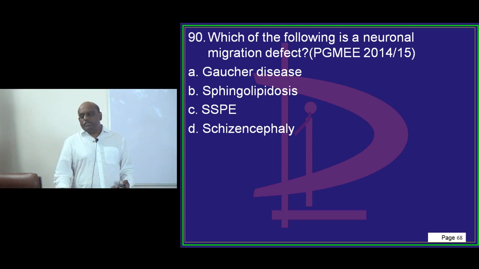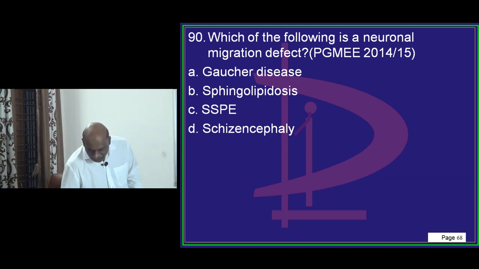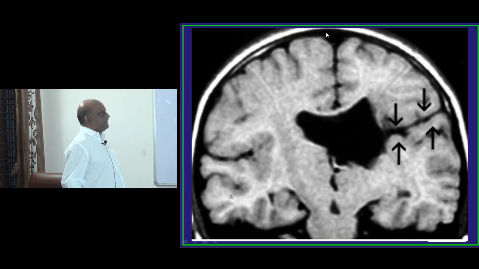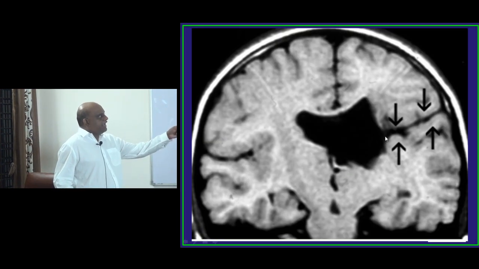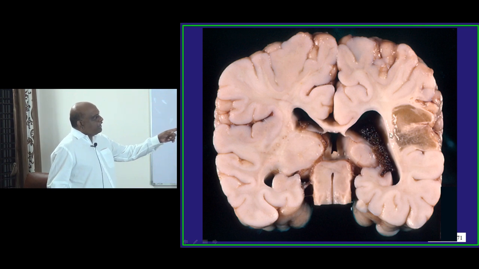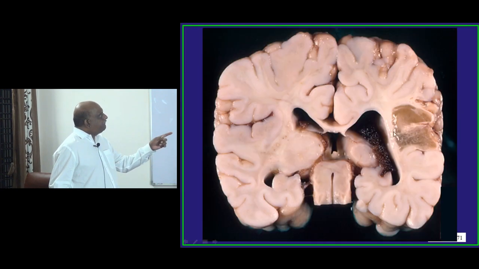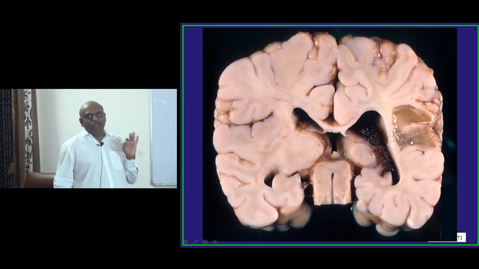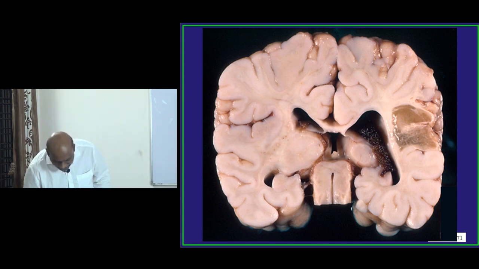Now, which is a neuronal migration defect out of all this is what you have to answer. So, schizencephaly is an example of migration defect. There is a split with a lacuna in the brain, which is classical of schizencephaly. This is another example, called porencephaly, right, doc? A fluid-filled cavity in the brain of a baby who is born at 34 weeks. No gliosis, no calcification. That means this lesion happened early in the gestation. And any fluid-filled cavity in the fetal or a neonatal brain is called porencephaly, is what you have to basically remember.